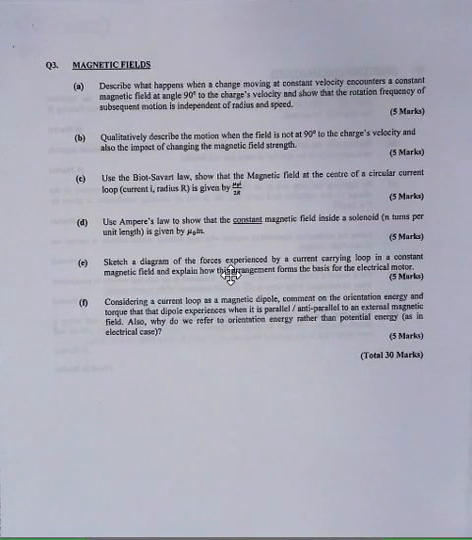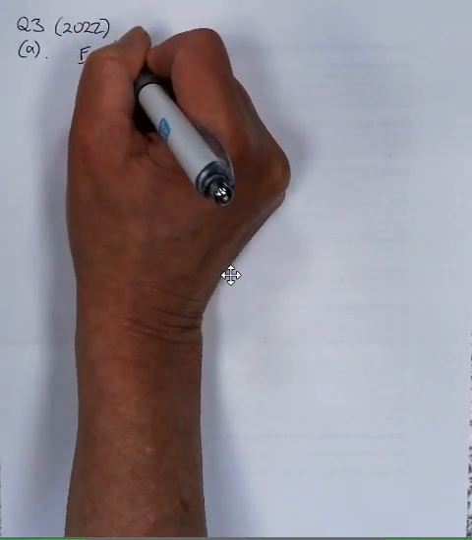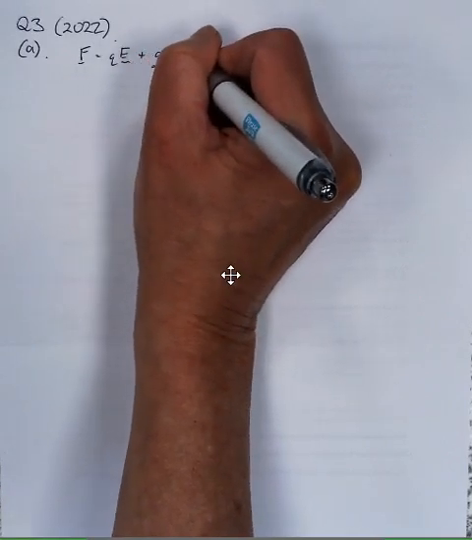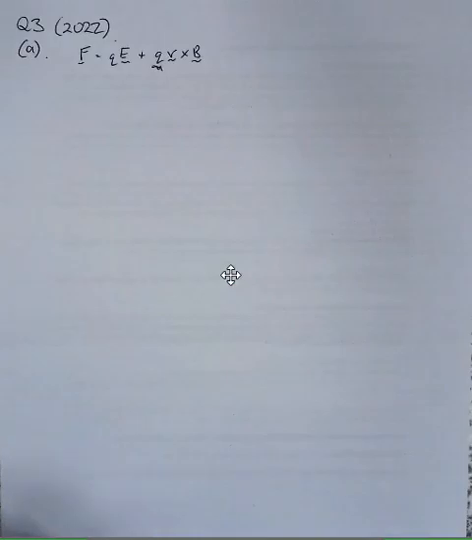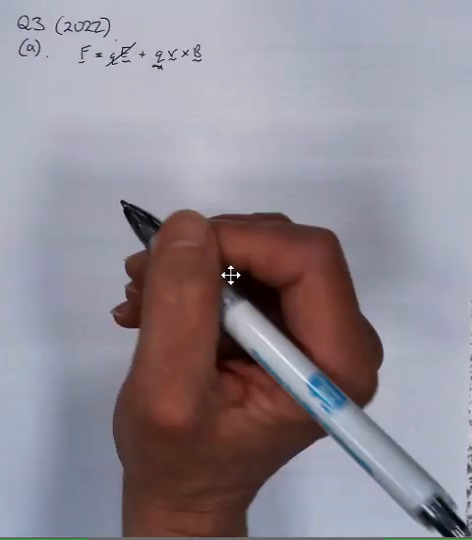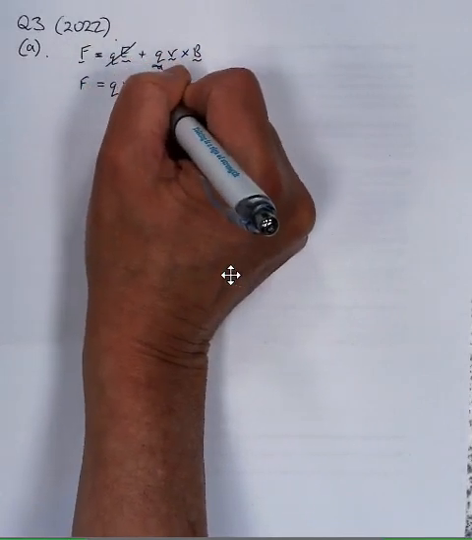Okay, so this involves motion of a charge in a magnetic field, and that is governed by the Lorentz equation. The force equals qE plus qv cross B. Now, there is no electric field in this question, it's not mentioned, so that part of the equation is equal to 0. So we simply have F equals qv cross B.